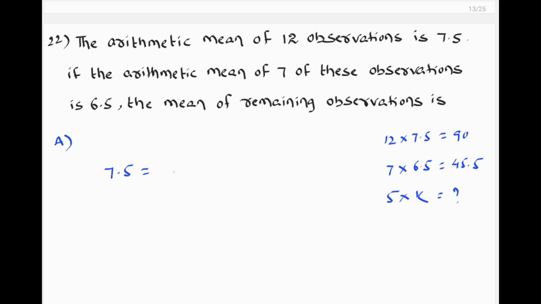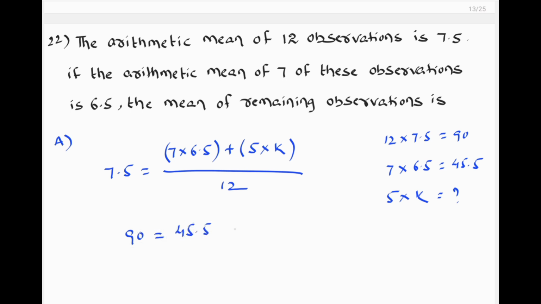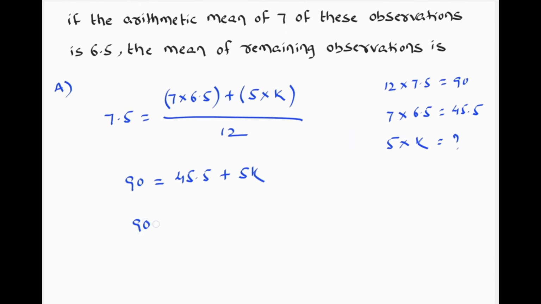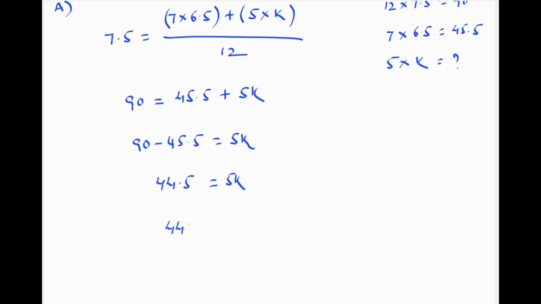Out of 12 observations, we are having 7, so 7 into 6.5. 7 are already given, plus we are having 5 observations with the mean sum k. On multiplication, 90 equals 45.5 plus 5k. On transposing, 90 minus 45.5 is equal to 5k, so 44.5 is equal to 5k. So we can write it as 445 by 10 equals 5k.